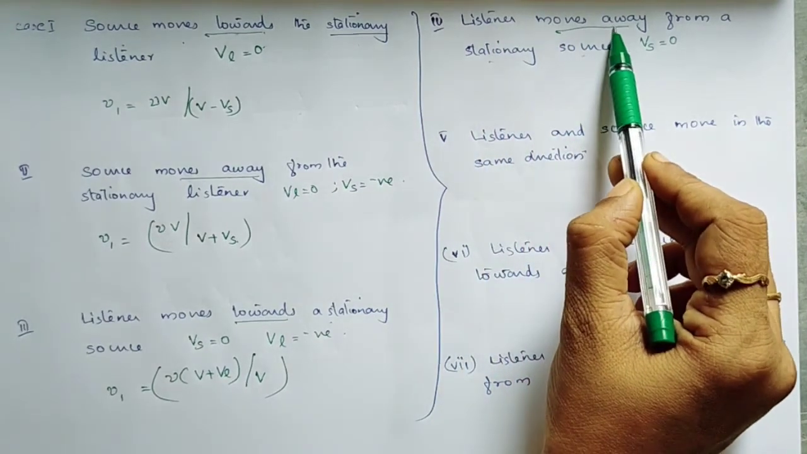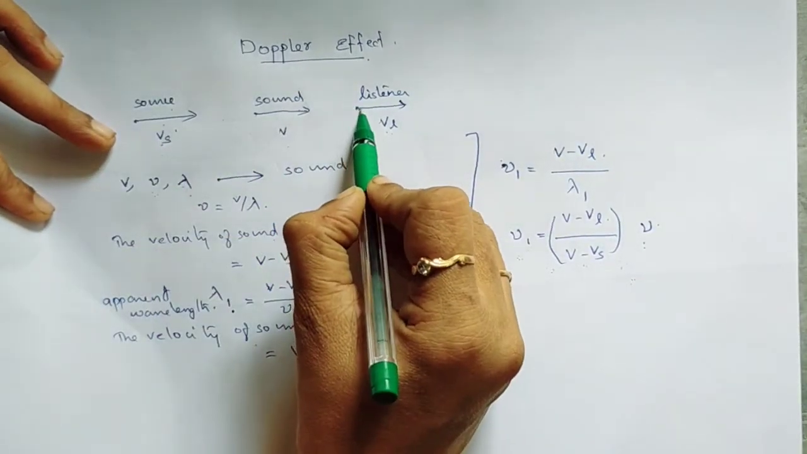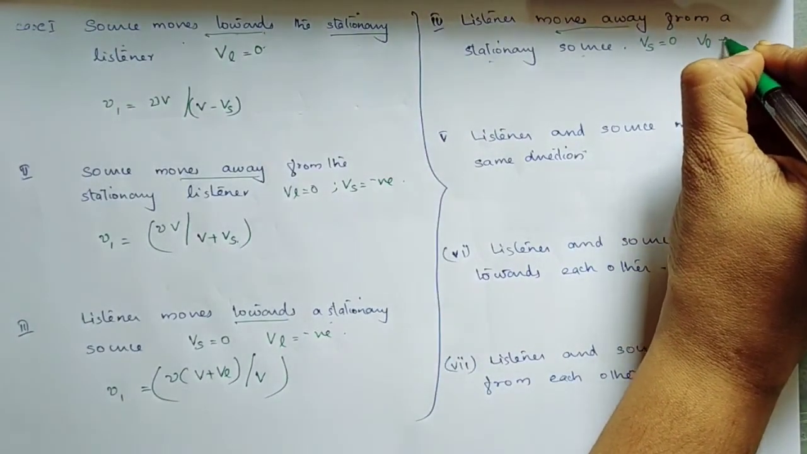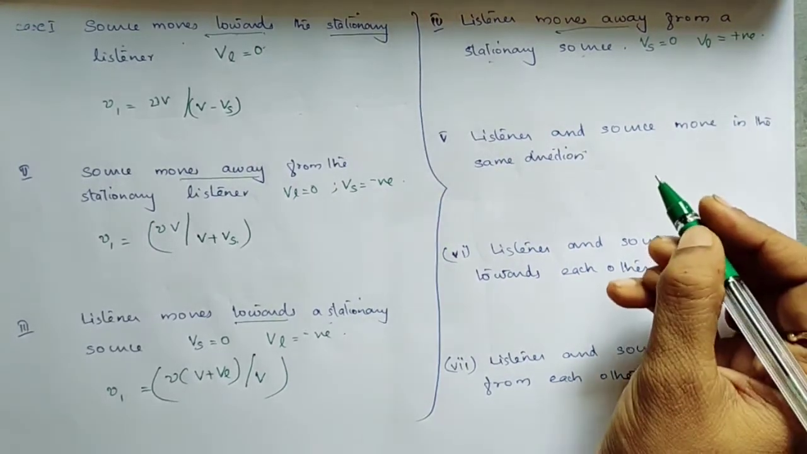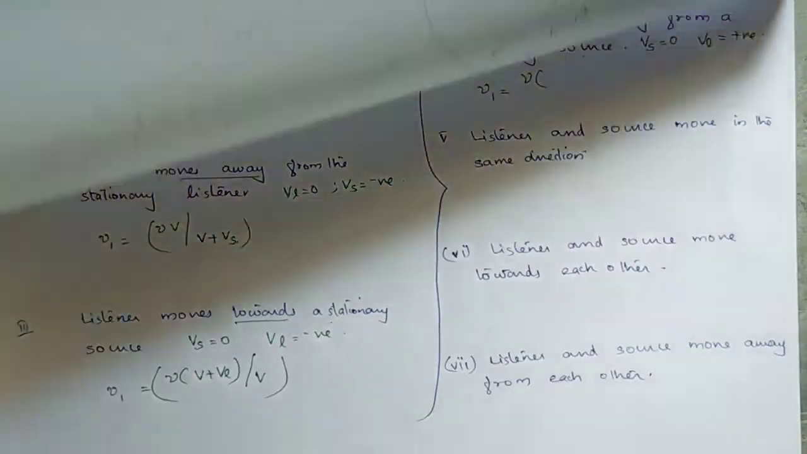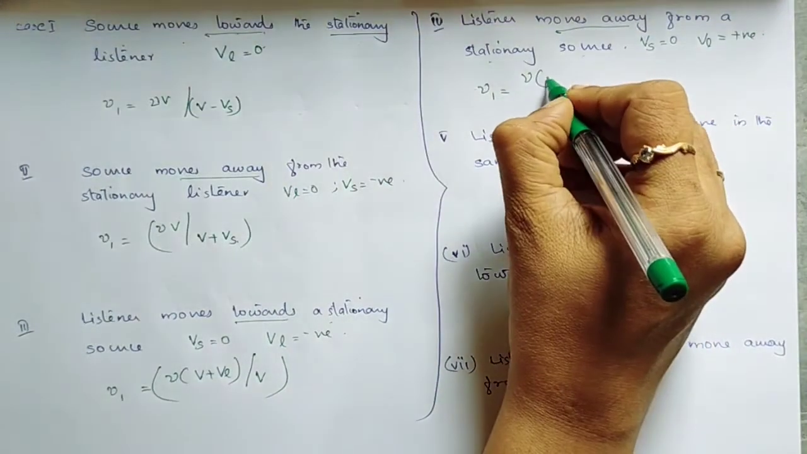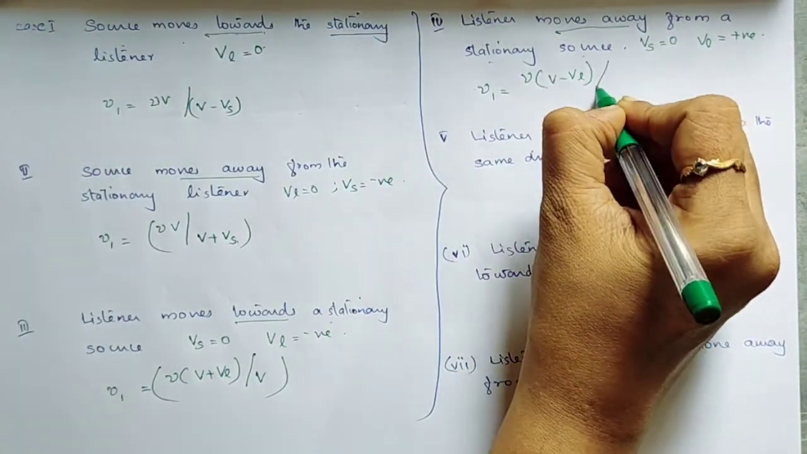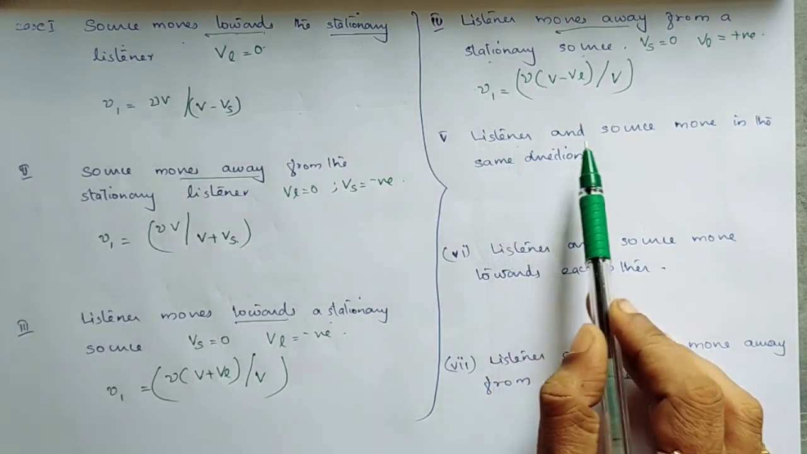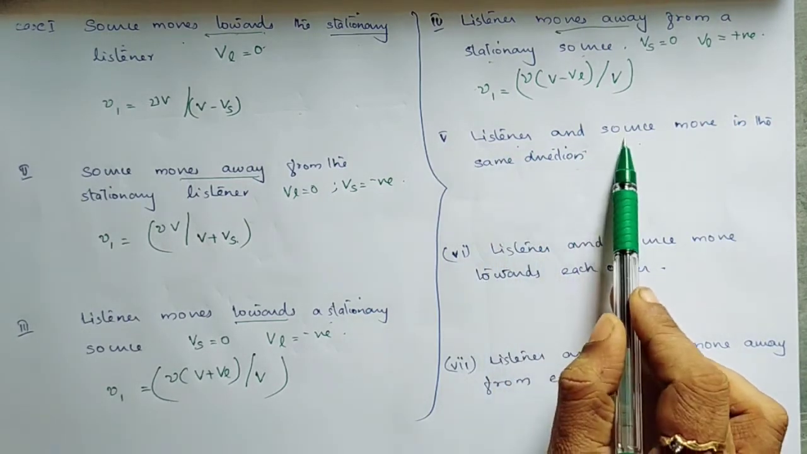listener moves away from a stationary source. This direction. So VL is positive. So the apparent frequency nu1 is equal to, substitute. Vs is 0, VL is positive. So we will get V minus VL divided by V. Okay. And the fifth case is listener and the source move in the same direction. Both the listener and source move in the same direction.